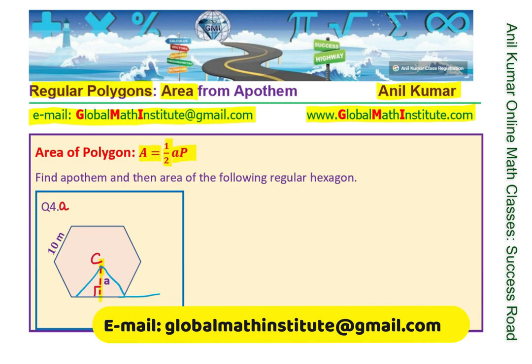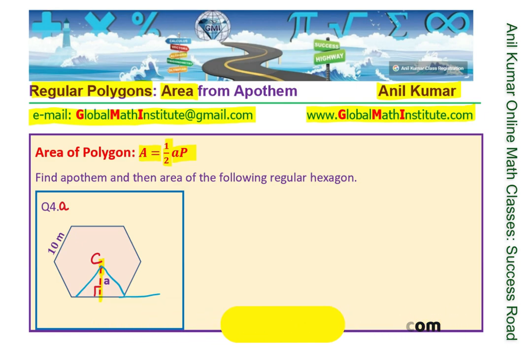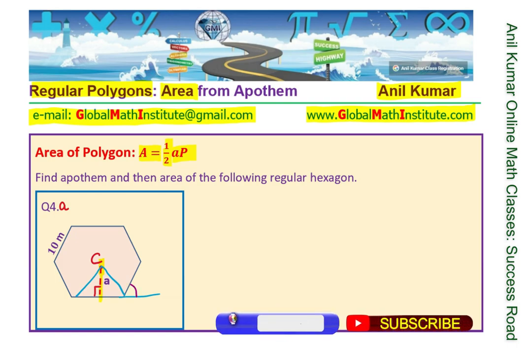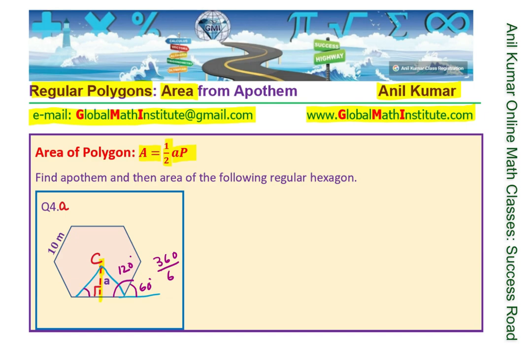Most of you know it's an equilateral triangle, right? You can also prove it, because the external angle will be what? The external angle is 360 by 6, which is 60 degrees. And therefore, this angle will be 120 degrees. And half of that will be again 60 degrees, correct? So we see it is an equilateral triangle.